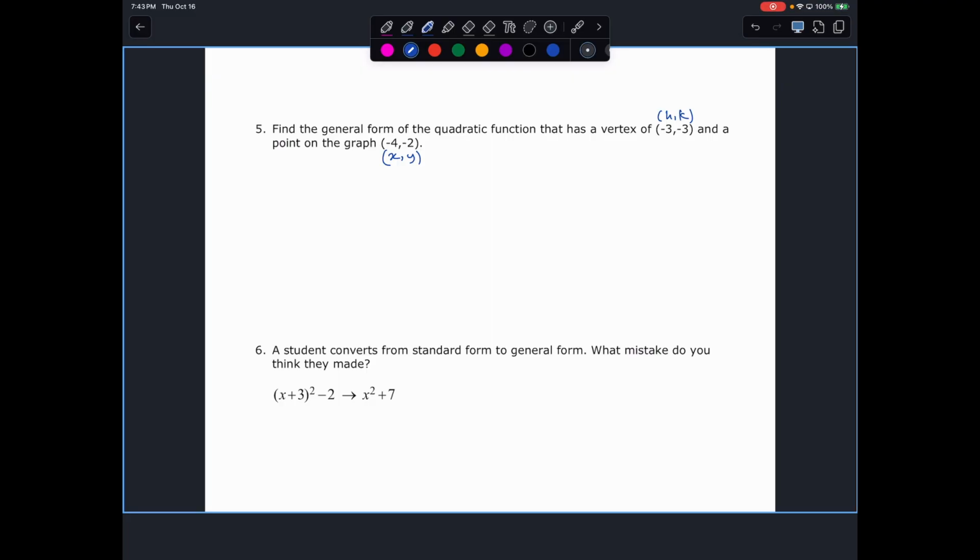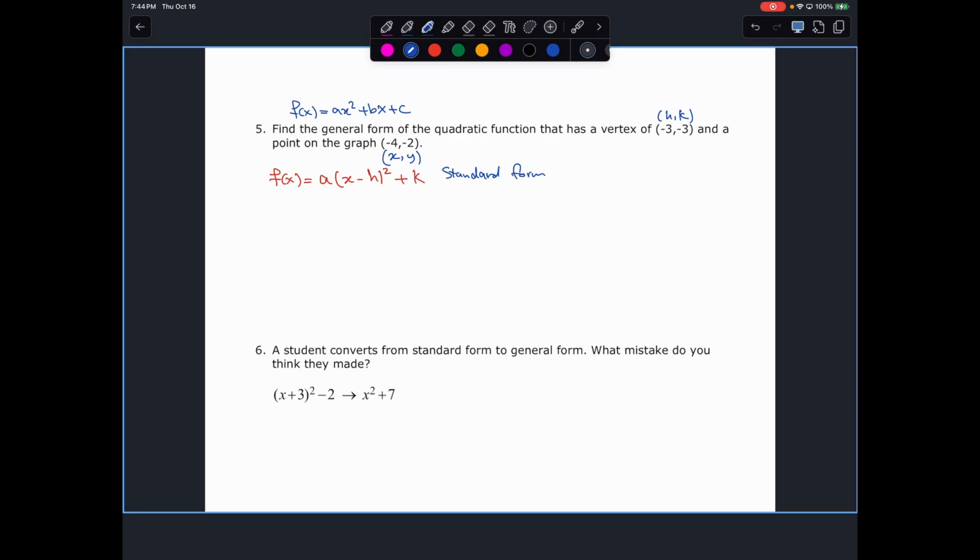The general form is the form where the function looks like f of x is ax squared plus bx plus c. Now, in order to find that general form, we're going to find the standard form, and then from there, we're going to come up with the general form, okay? So the standard form of the function is f of x equals a, which is the leading coefficient, times x minus h all squared plus k. That is the formula for the standard form.